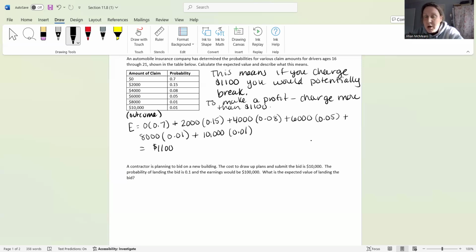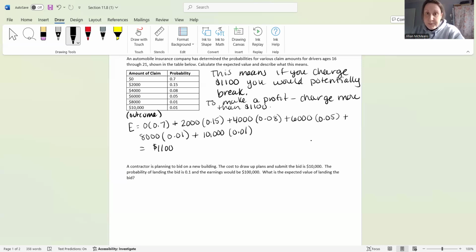Okay. Again, this is all kind of a game of chance. It's all what you could expect over the long run. Okay. Now, the next example, a contractor is planning to bid on a new building. Okay. The cost to draw up plans and submit the bid is $10,000. The probability of landing the bid is 10%. Okay. So 0.1. All right. And the earnings would be $100,000. What is the expected value for landing the bid?